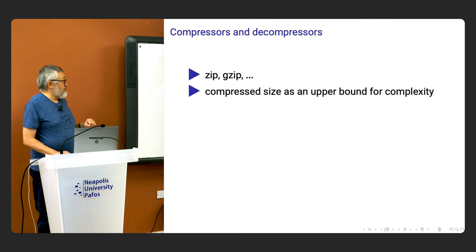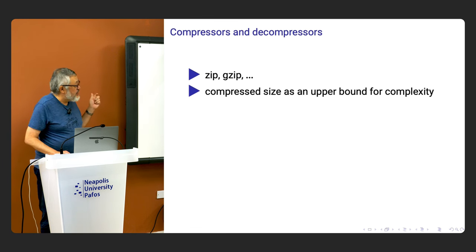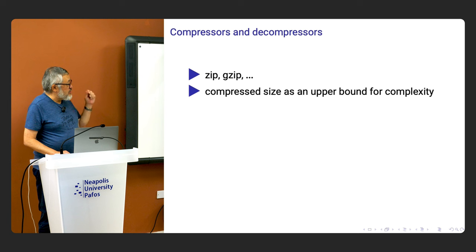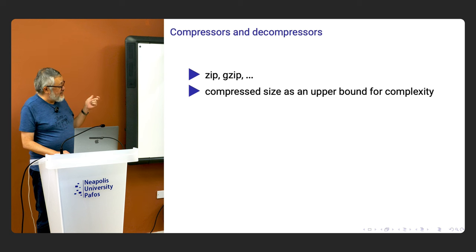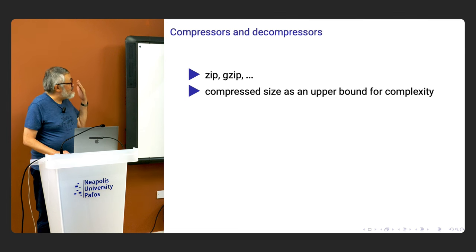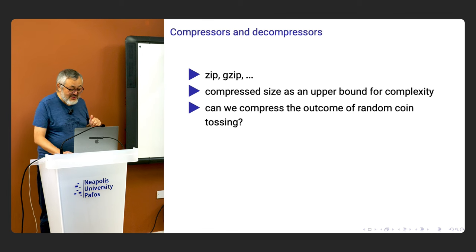And we can define a complexity as the compressed size. Of course, it's an upper bound, because these compressors use only some types of regularities to get a compressed version. So maybe there is a deep structure in the sequence which is not available to the compressors, so the real complexity can be small, but the compressed size can be large. For example, if you compress the digits of pi, you don't get a good compression. But we know that there exists a deep structure, just too deep to be discovered by the compressors.